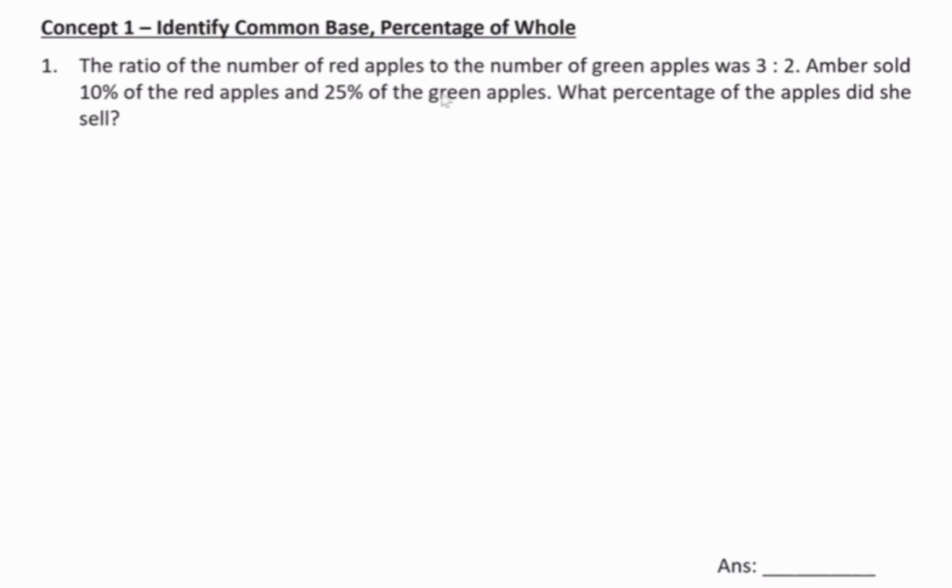Okay, so first we have the ratio of red to green. We write down the ratio of red to green, which is 3:2. Then, for the red apples, Amber sold 10%.